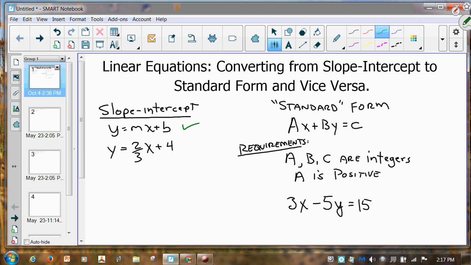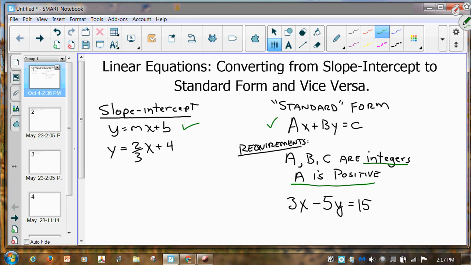The form in general is ax plus by equals c. But to be written properly, first of all, notice that both the x variable and the y variable are on the left side, and the constant is on the right. Further restrictions are that all three of the coefficients or constants have to be integers, all whole numbers basically, and a has to be positive.